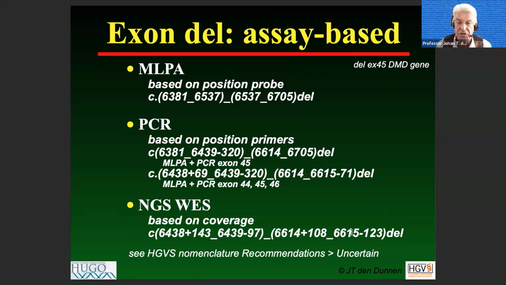So for this type of descriptions, the HGVS format is give the position of which you are certain which is present, then the extent of the region which you have tested that is absent, and ending the description by the first position after the deletion, which is present again.